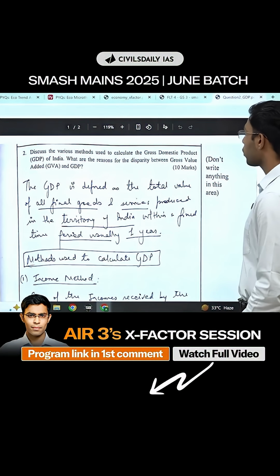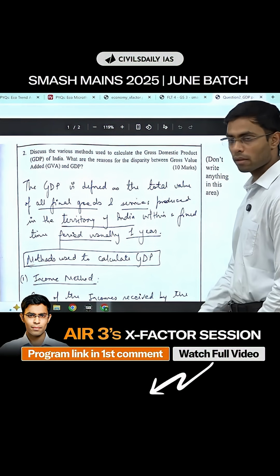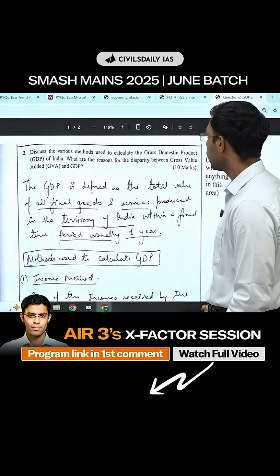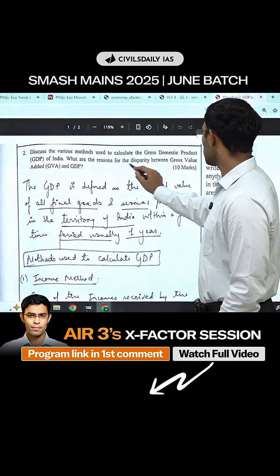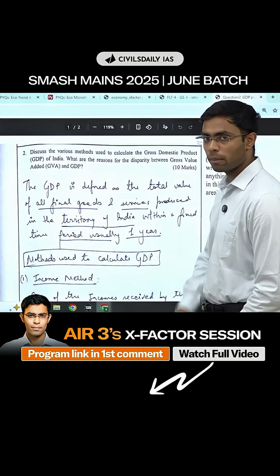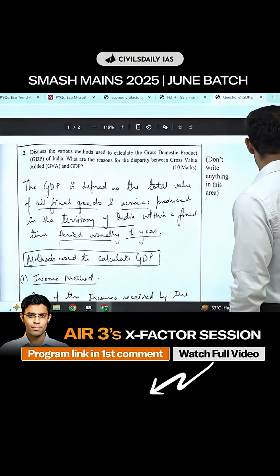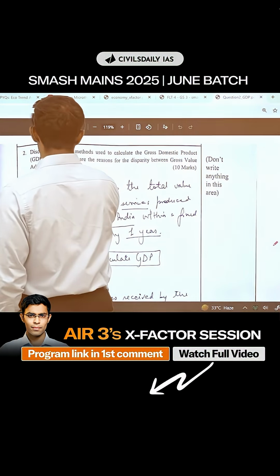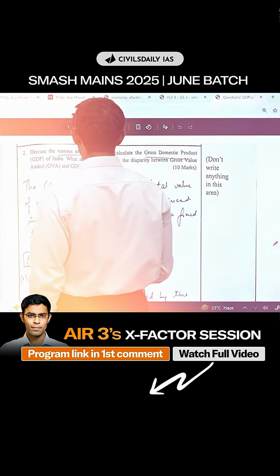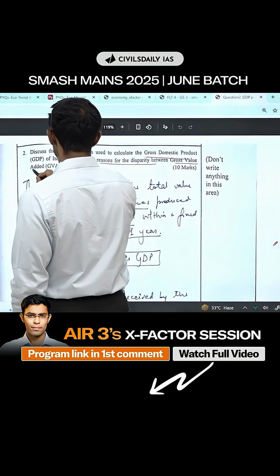Now I would like to show you one of the questions that I had written when I was preparing for the mains. This is a question on GDP. It says: the various methods used to calculate GDP and the reasons for disparity between GVA and GDP. This is an economics question. He asked for the various methods for GDP, and the reasons for disparity between GDP and GVA.